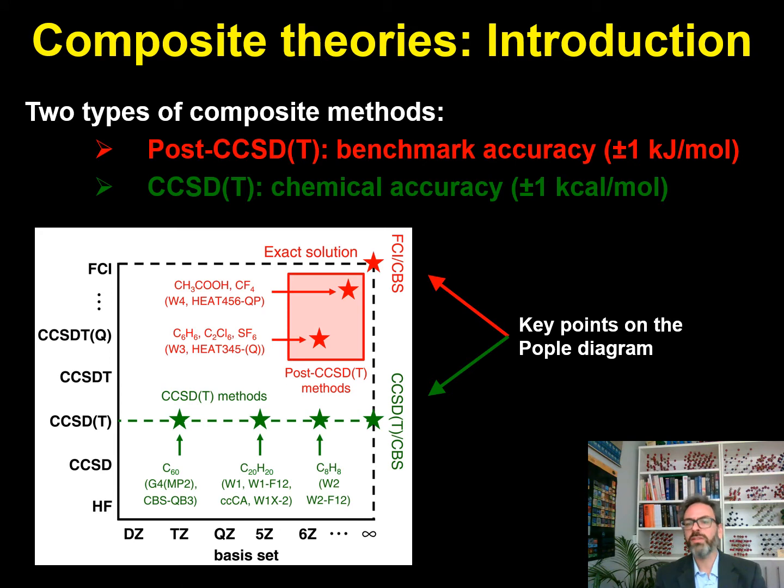These methods can again be divided into two basic categories: what we call post-CCSD(T) methods that try to approximate the exact energy, and CCSD(T) methods that try to approximate the CCSD(T) energy close to the complete basis set limit. The accuracy of the post-CCSD(T) methods is normally within plus or minus 1 kilojoule per mole, and the target accuracy of the CCSD(T) methods is normally within plus or minus 1 kcal per mole.